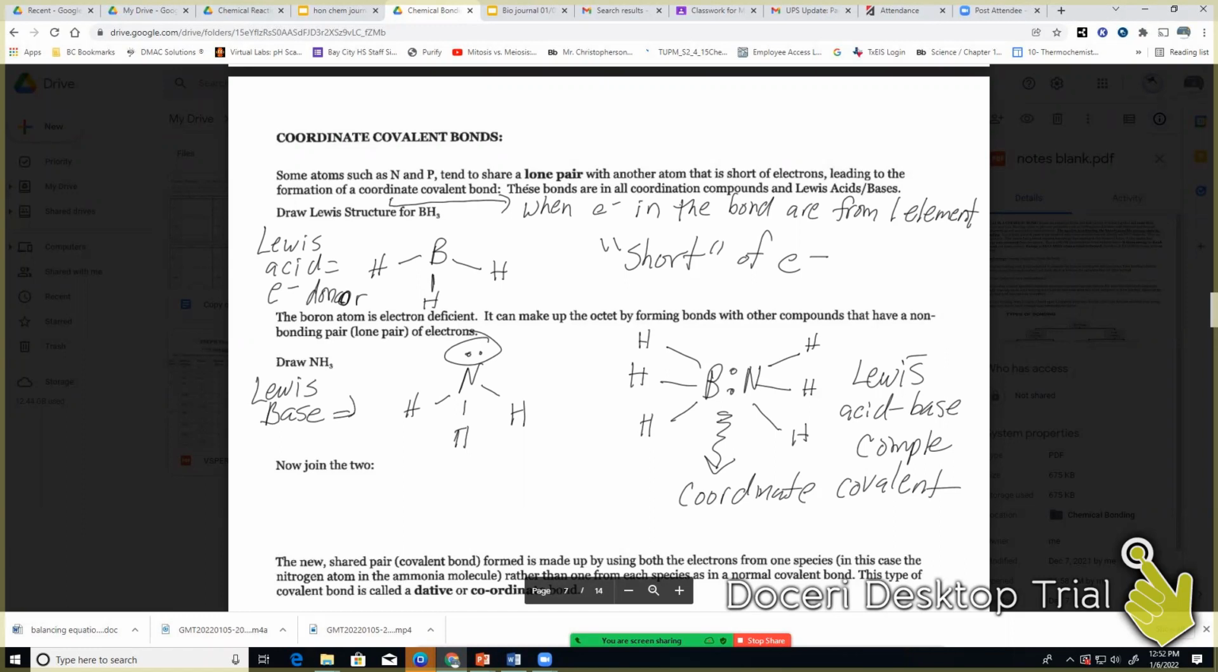Oh, I did this wrong. I'm sorry, y'all. It doesn't make sense, does it? That one has to accept and this one has to donate. Whenever we did acids and bases in Chem 1, the Lewis definition of acids and bases isn't used a lot. We talked about either being a proton acceptor or a proton donor, because that's a little bit more typical and a little bit more common, but this does fulfill one or the other.